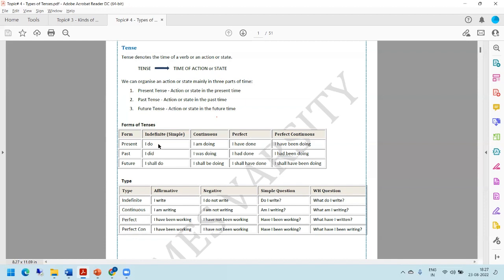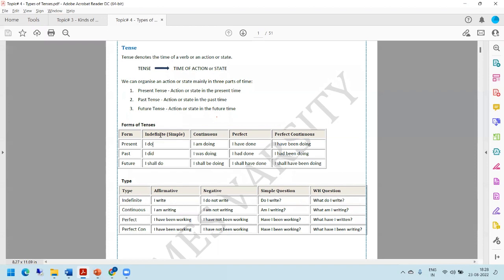Perfect means the activity is completed. So indefinite is just to show you generally. Continuous means if we are doing something currently, then we are expressing continuous. Perfect means the activity is completed, so I have done. And perfect continuous means a particular activity we have been doing for a duration until now.